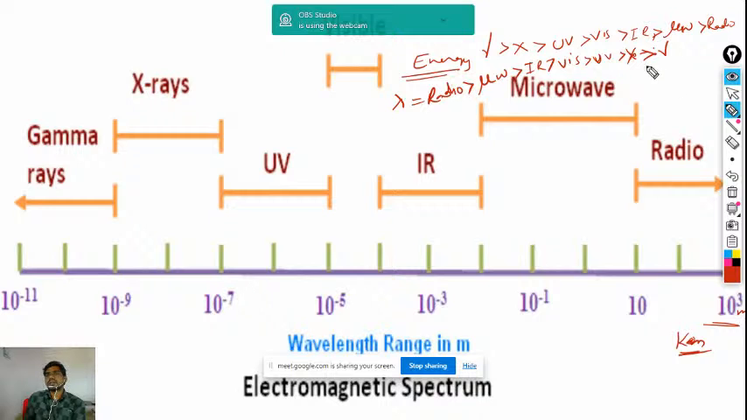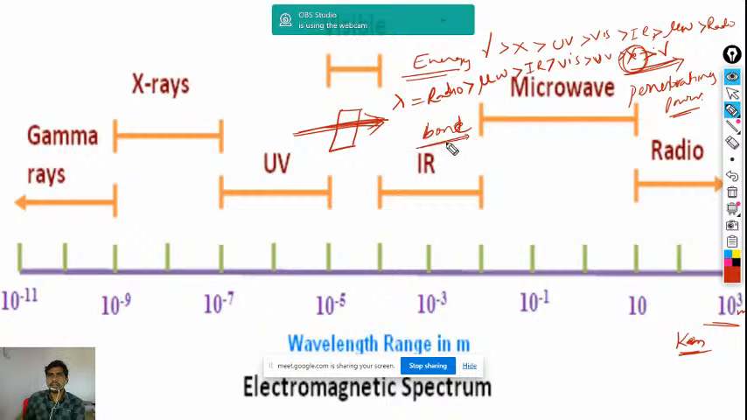When energy is increasing, their penetrating power will also increase. What is penetrating power? The power to pass through any material, the capacity to pass through a material. That's why X-rays are used to analyze bone structures. They can penetrate through the human body, so they are applied for X-ray studies.